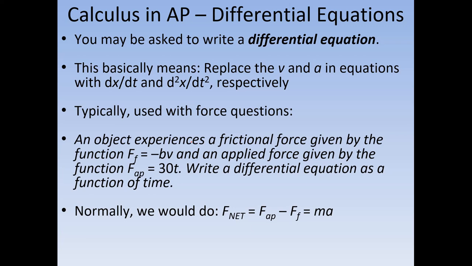So I start off with my general F net equals ma. We have two forces, the applied force and the frictional force. They're going in opposite directions, so I'm going to put the negative in here. Just note that the negative is already giving me direction, so when I plug in the friction, I'm not going to carry over the negative. So I can then plug in 30t and bv for the applied force and the friction. I switched the sign so that I did carry in the negative, but again, it doesn't matter. So we end up with this.